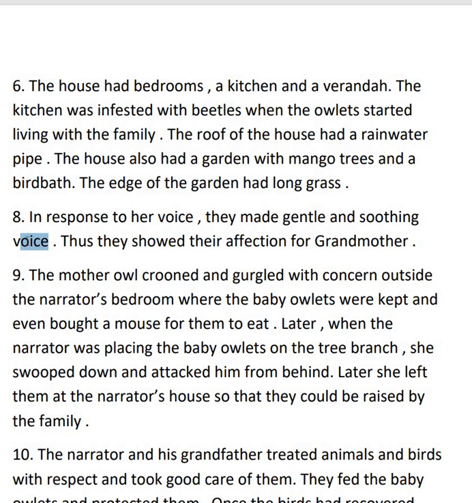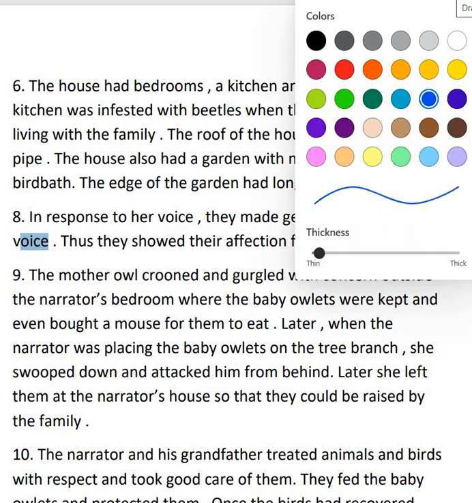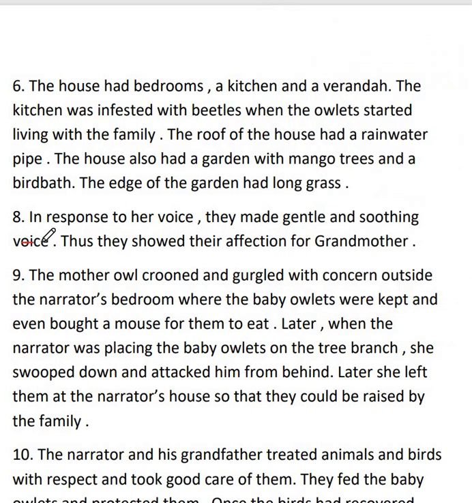Here in this question, you write gentle and soothing sound. It will be better if you write sound. So instead of a gentle and soothing voice, you write gentle and soothing sound. Okay, SOUND. Thus they showed their affection for grandmother. So in response to her voice, they made a gentle and soothing sound, and thus they showed their affection for grandmother.